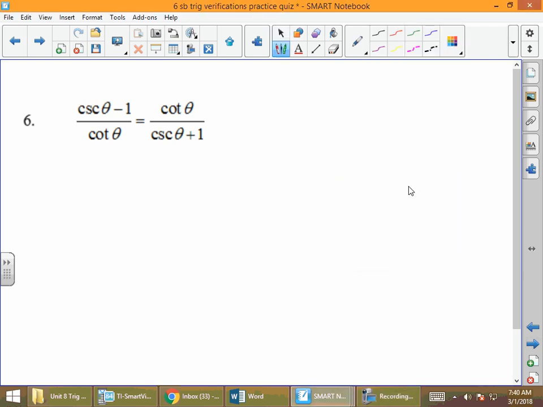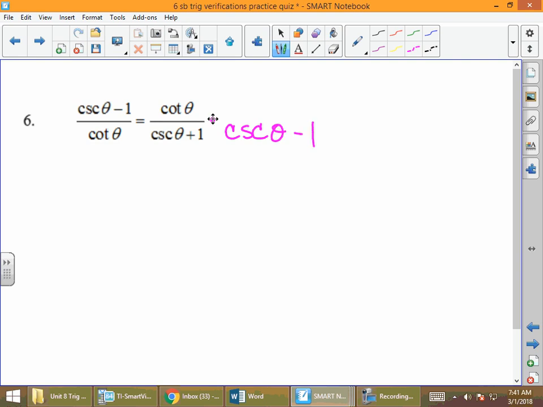Problem number 6. I'm going to start with the right side in this particular problem. One of the techniques that we've talked about when we're doing verifications is if we have something plus or minus 1, and specifically on the yellow paper it says if you have sine plus or minus 1 or cosine plus or minus 1 as part of a fraction, you can multiply by the conjugate. I'm going to take this term over here on the right side and I'm going to multiply it by the conjugate. And the conjugate says that you change one sign.